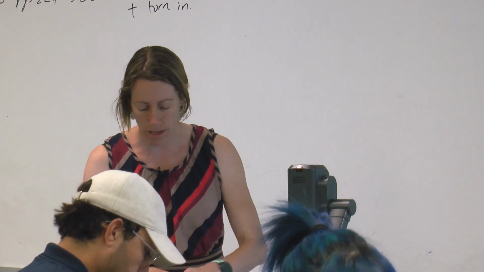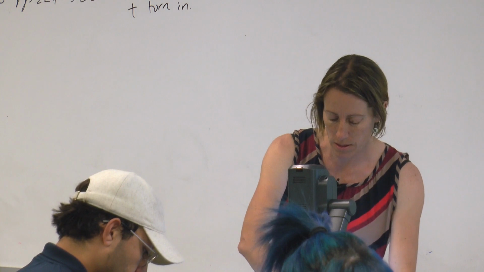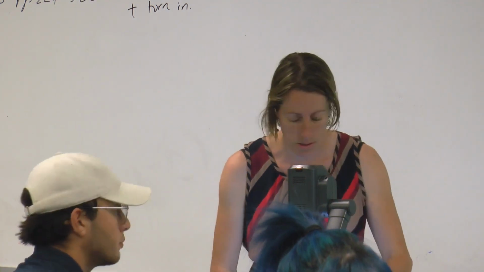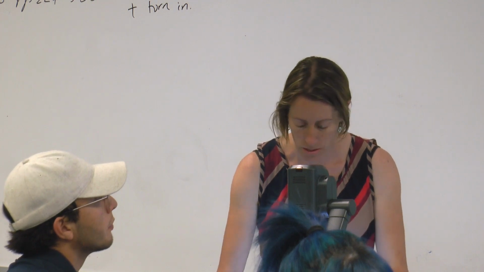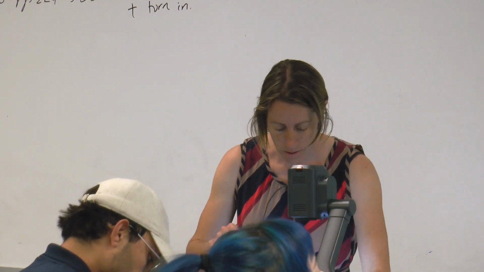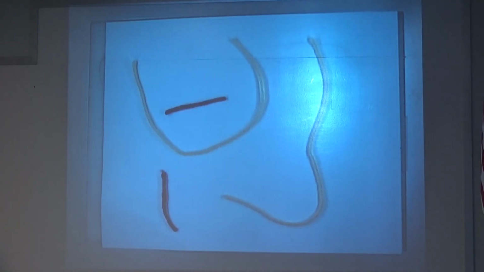I'm going to show you a cell here on the document camera. All right, here's my cell. These are the chromosomes inside of my cell, and this is a testes cell. My first question for you is: is this cell a haploid cell or a diploid cell?